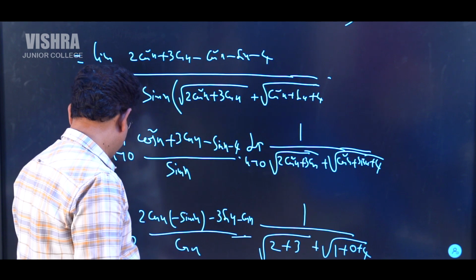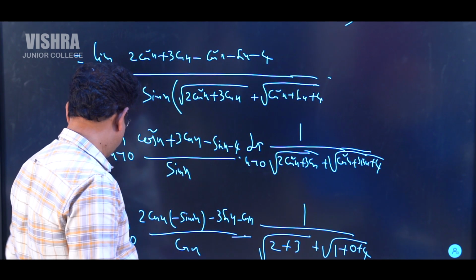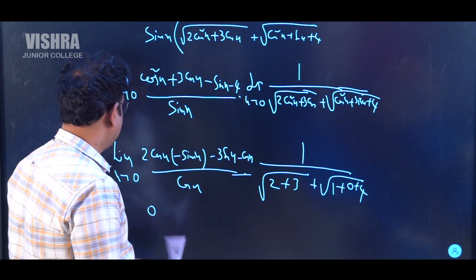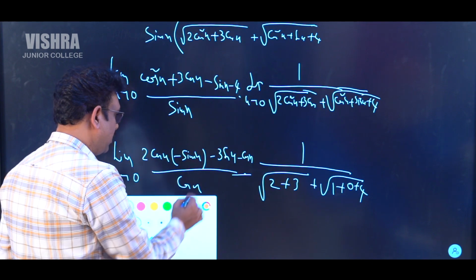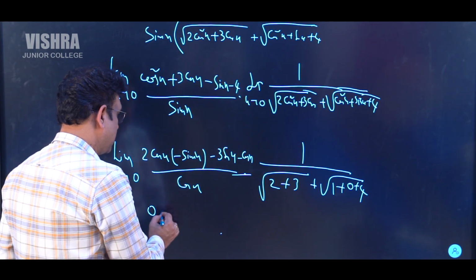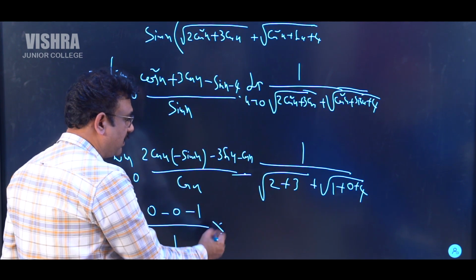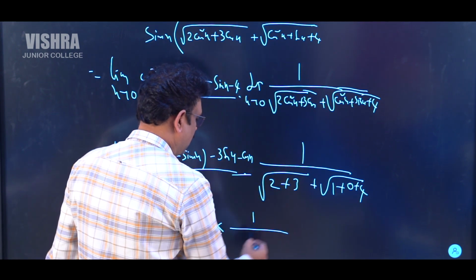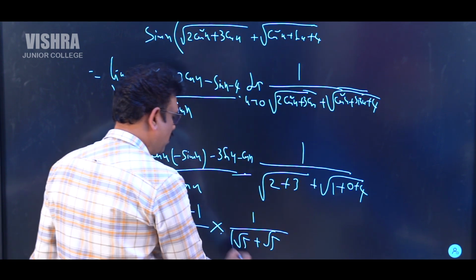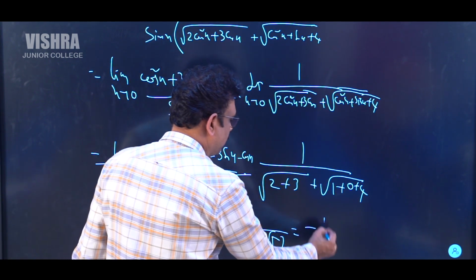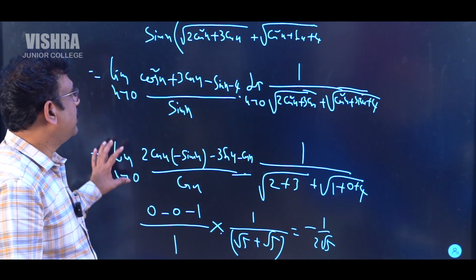So now you can substitute x equal to 0, that is equal to 0 minus 0 minus 0 minus 1 by cos 0 equal to 1 into 1 by root 5 plus root 5, that is equal to 2 root 5. So minus 1 by 2 root 5 is the answer.